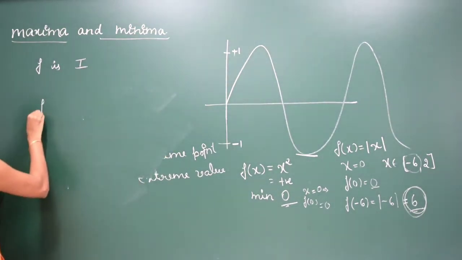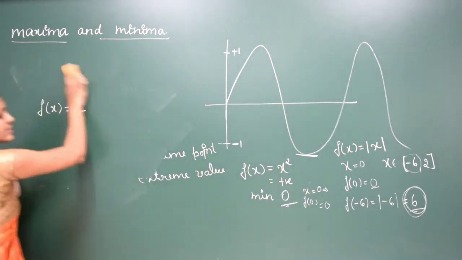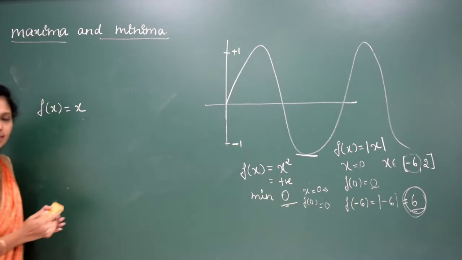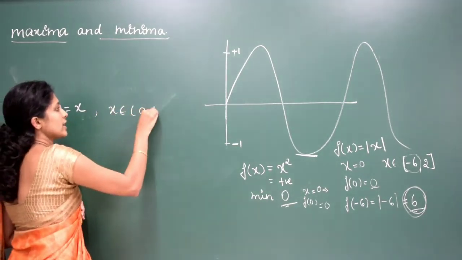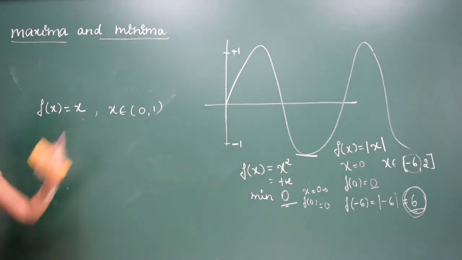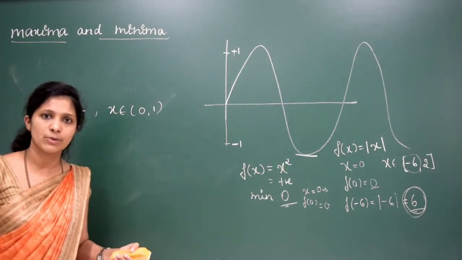f of x is equal to x. The function is defined as f of x is equal to x, where the value of x belongs to the open interval (0, 1). Now, can you say what is the maximum value and what is the minimum value?